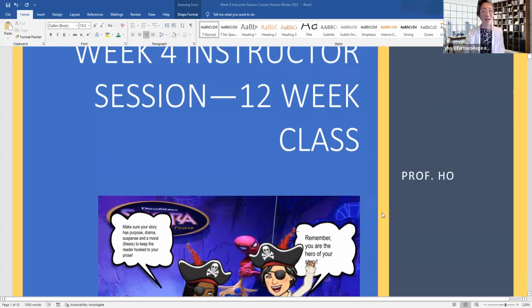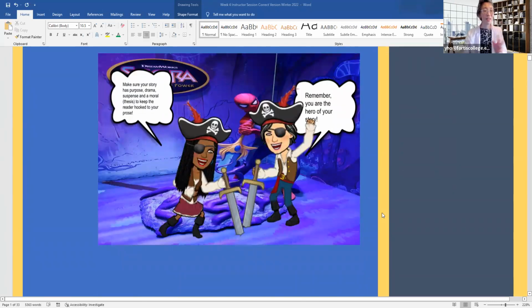Okay, dig my picture. I love doing these Bitmoji pictures.